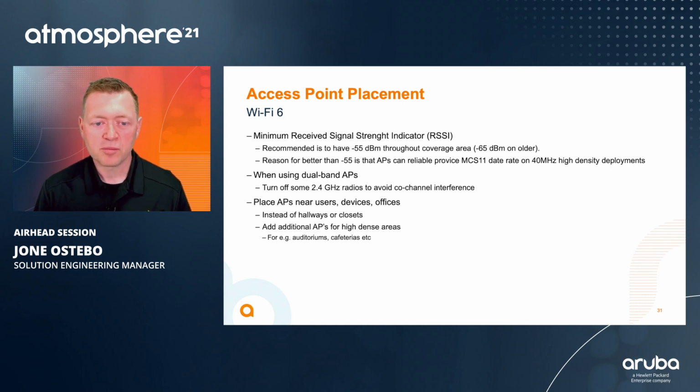When you're getting APs with that high density, you need to turn off some of the 2.4 gig radios to avoid co-channel interference. Another thing to think of is to place APs where the users are. So in the cafeteria or in the meeting rooms, don't place the APs in the hallway to cover the meeting rooms, but actually place the AP in the meeting room where the users will be.